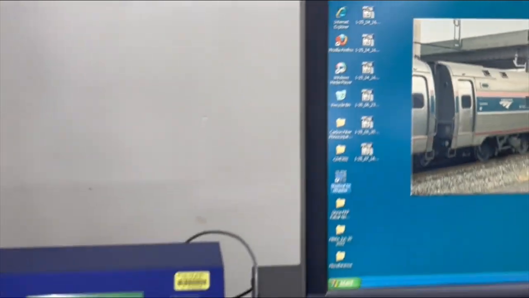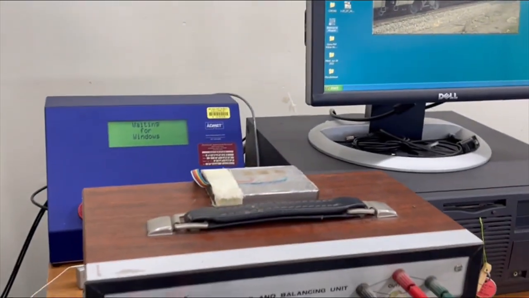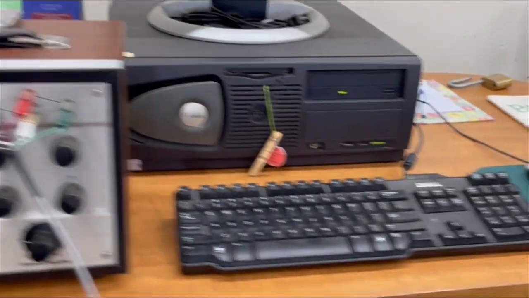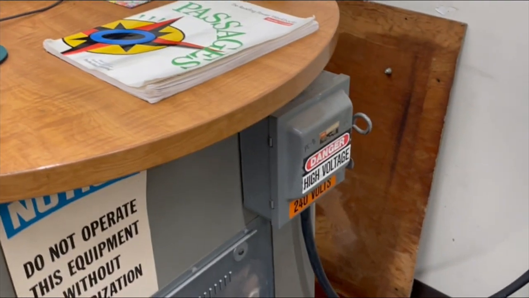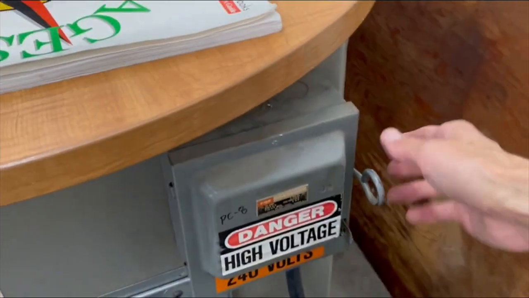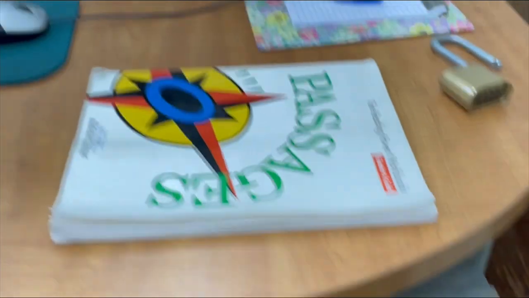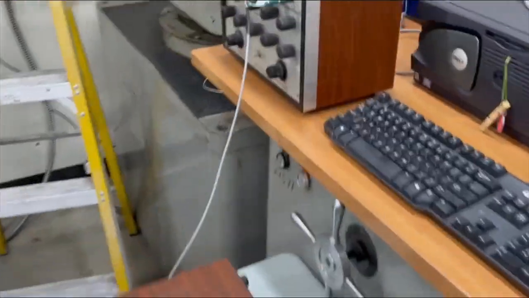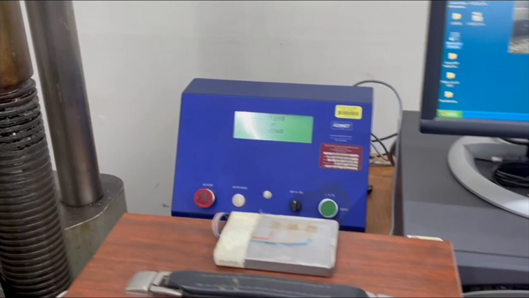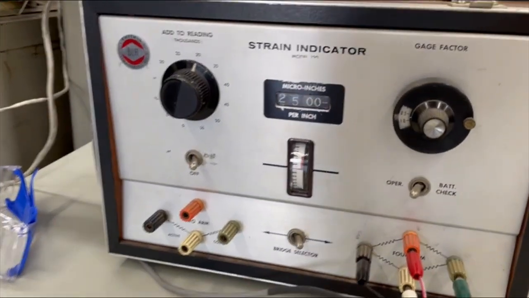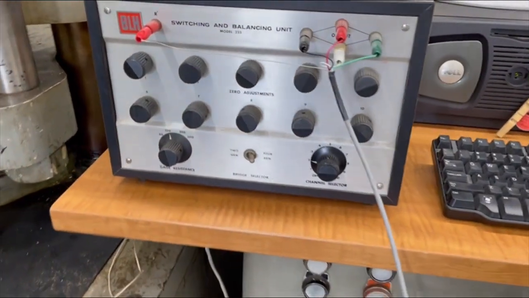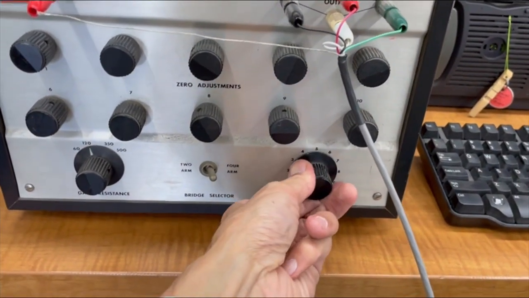Okay, and what happens to the hydraulic pump? It shuts off, and then I'm going to shut off the machine over here on the right, the lever on the right that shuts off the hydraulic pump, like so. And then I'll shut off the controller. So that's how you do this lab. And now I'm going to shut off the strain indicator. You'll want to shut off the switching and balancing unit.